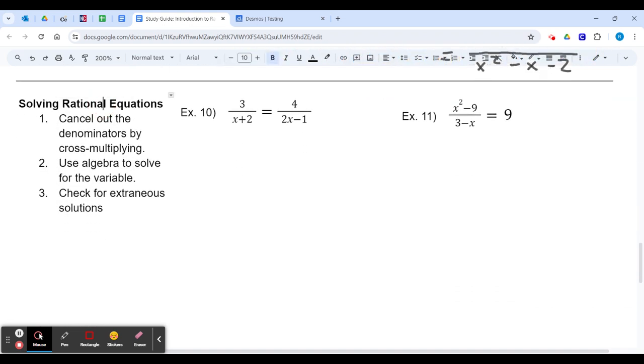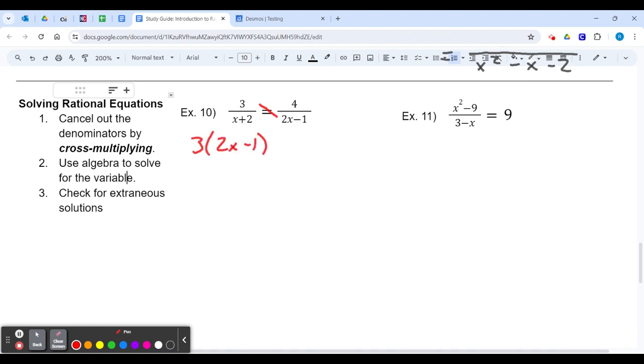All right, so solving rational equations. This one, the big step here that I'm going to highlight for you is we want to cancel out the denominators by cross multiplying. And I'll just highlight this word, cross multiplying, here. In example 10, pretty straightforward. We want to multiply that 3 by 2x minus 1. And 4 is going to multiply with that x plus 2. We canceled out the denominators on both sides, so we just have a straightforward expression here.